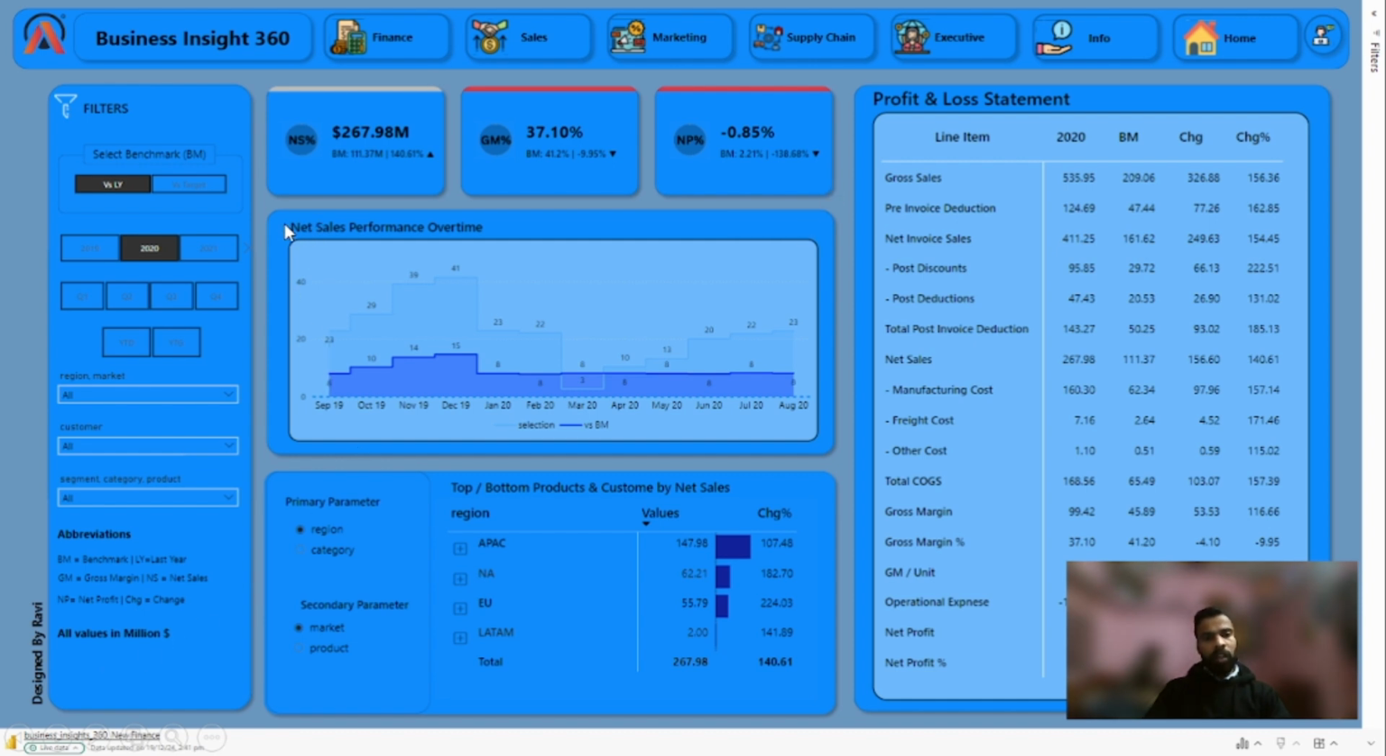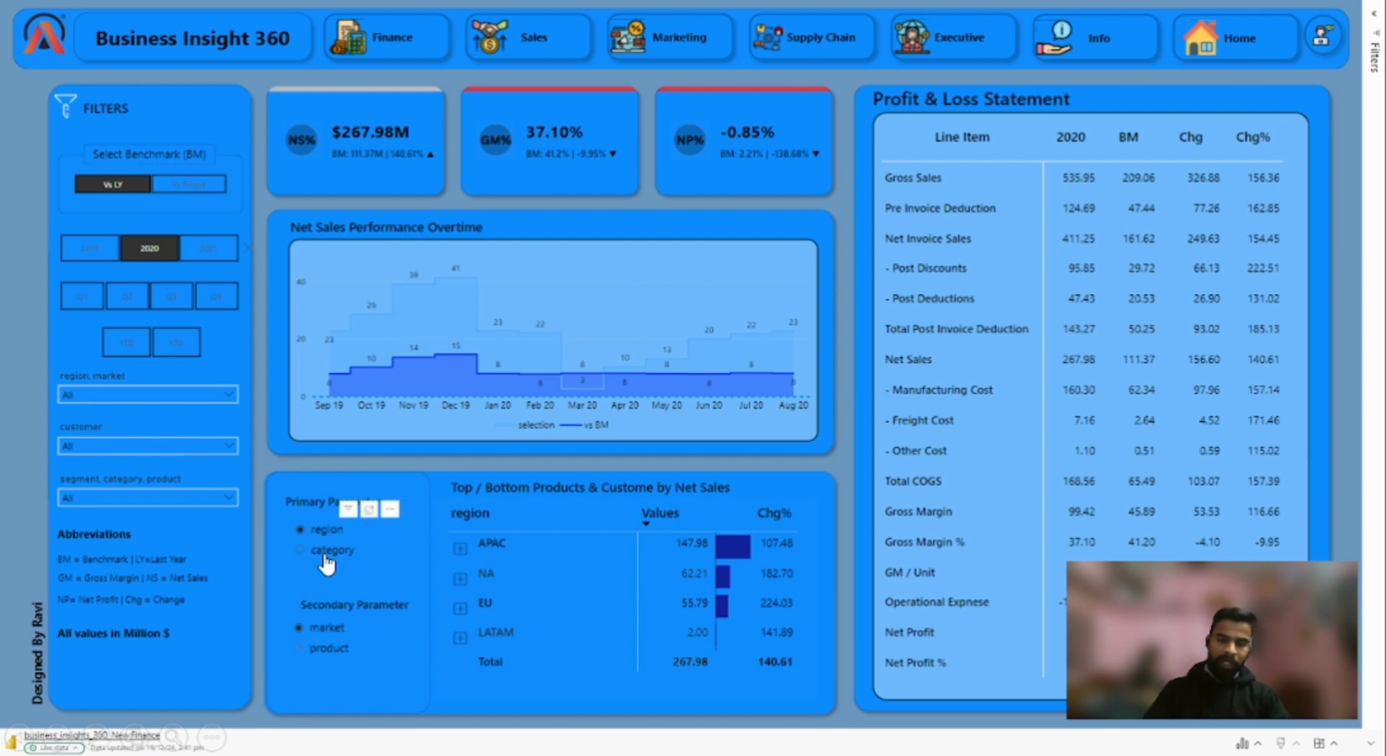So, net sales performance over time. In this chart, we can see that this dark blue line shows that in December 2019 we had a benchmark of 14.73, but it performed at $41.40 million. So it means it performed above our benchmark. It performed very well. And in this chart, top and bottom products and customers by net sales, also showing net sales by region, by category, by market and product.